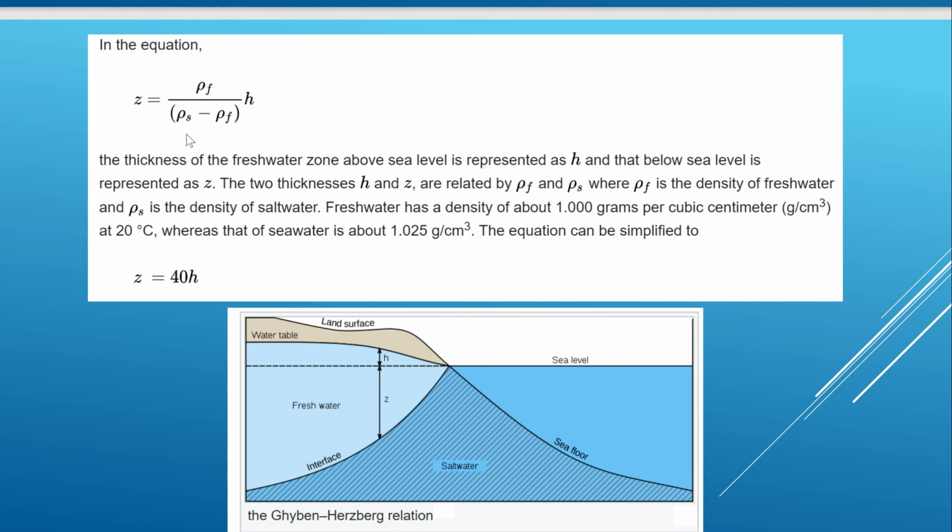In this equation, rho F is the density of fresh water and rho S is the density of salt water. Fresh water has a density of about 1 gram per cubic centimeter at 20 degrees Celsius, whereas the seawater is about 1.025 grams per cubic centimeter. So, if we substitute these rho F and rho S in our equation, Z is equal to 40H, approximately.